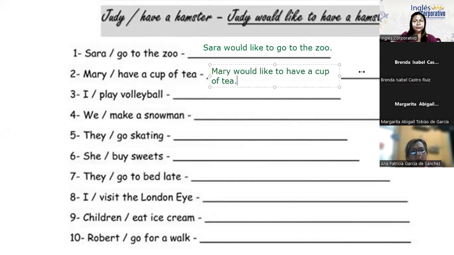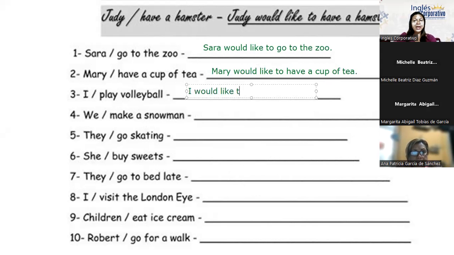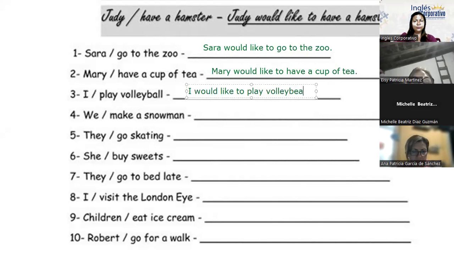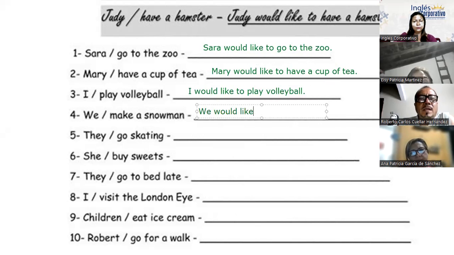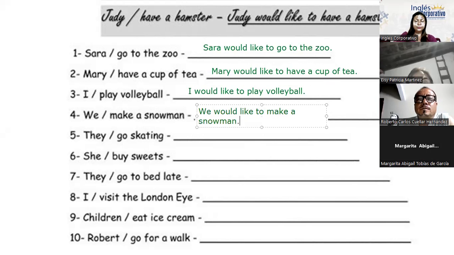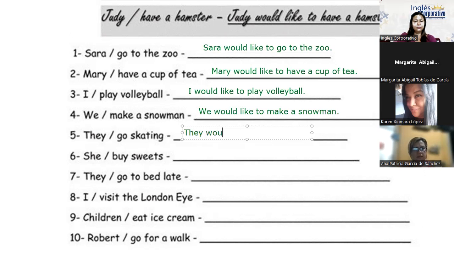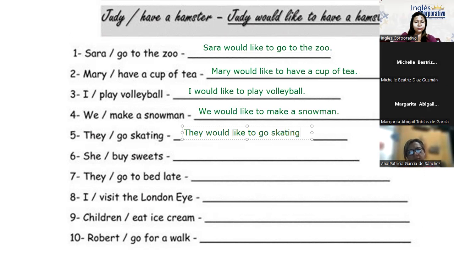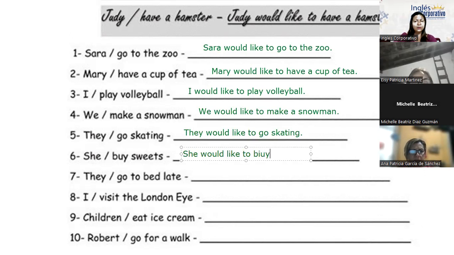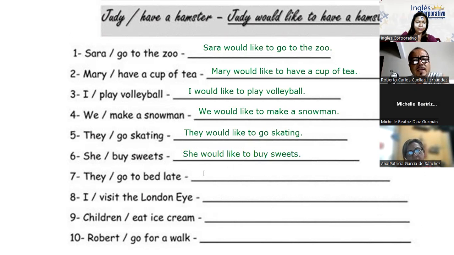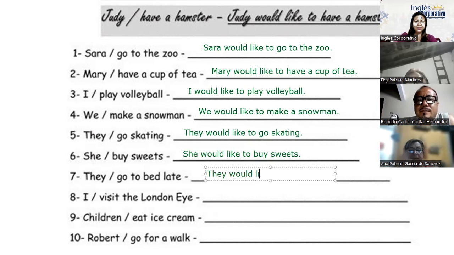Number three. I would like to play volleyball. Exactly. I would like to play volleyball. And number four. They would like to go skating. Exactly. Number six. She would like to buy sweets. Number seven. They would like to go to bed late.